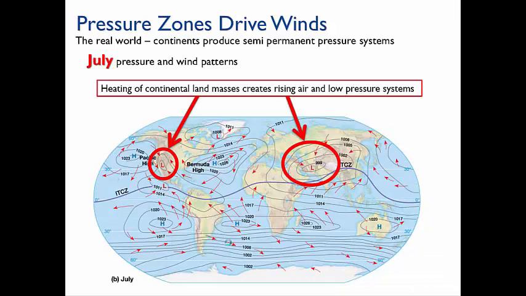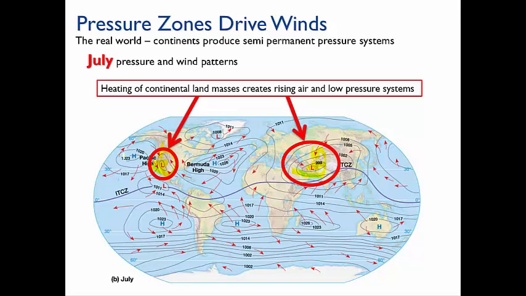Now if we jump to July, this is summer in the northern hemisphere, and the North American continent and the Asian continent here get really hot. Hot air rises, and that rising hot air creates a low pressure system, which in the northern hemisphere goes counterclockwise. Same thing here, it's going counterclockwise.